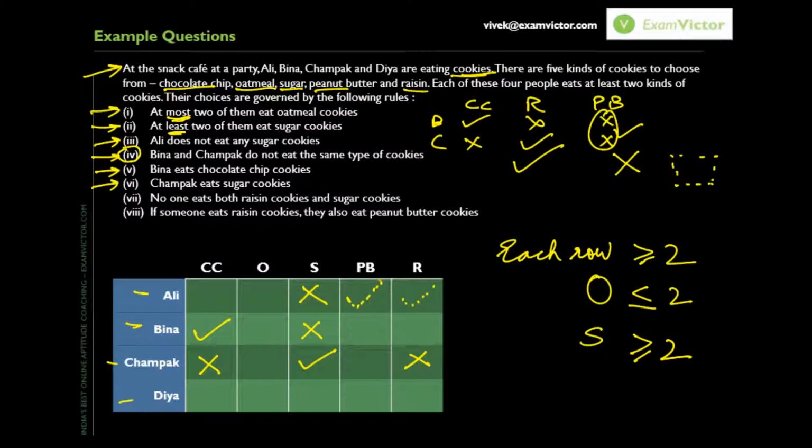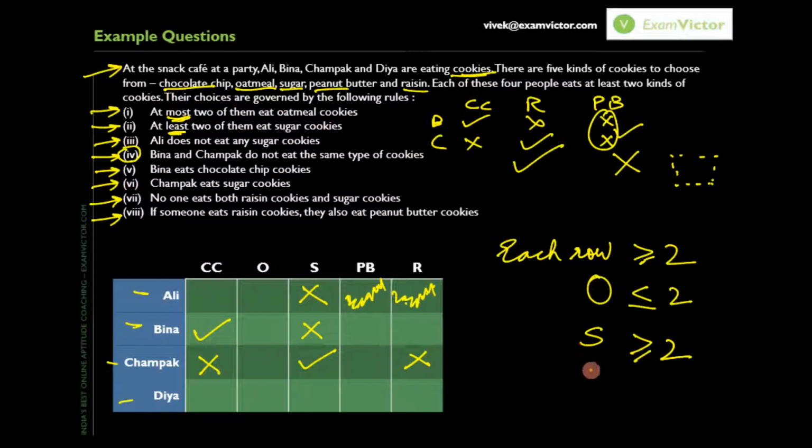You don't have a choice. If you're eating raisin, then you will automatically also eat peanut butter. These are just hypothetical, so I'm going to scratch them out. These are not actual things. This was just for explanation. Now, we have not yet captured all the data. We still have something else left.